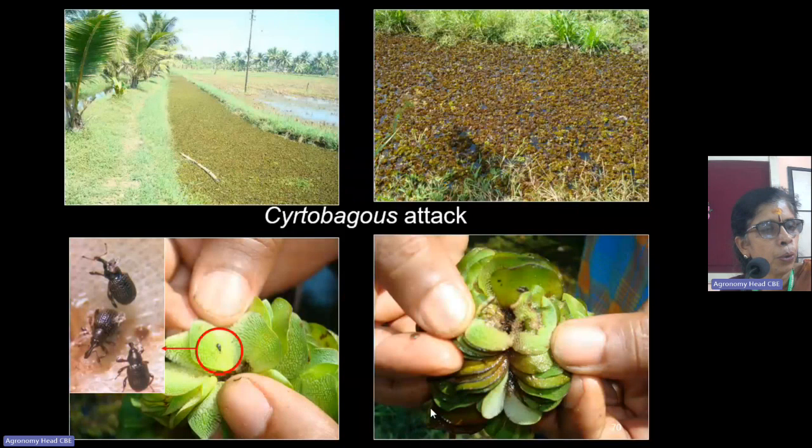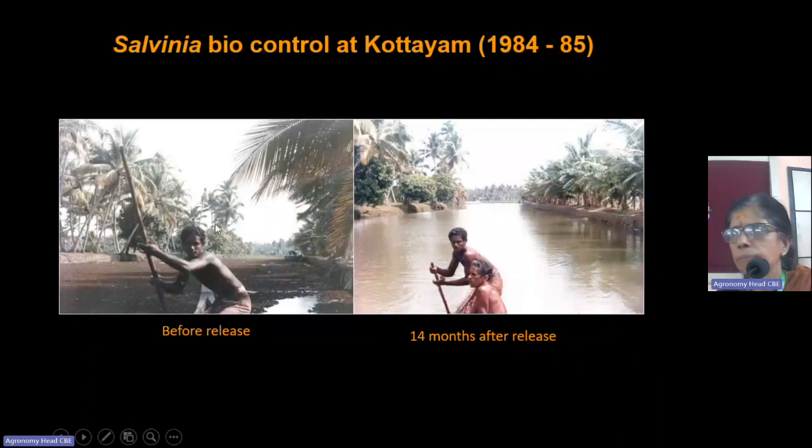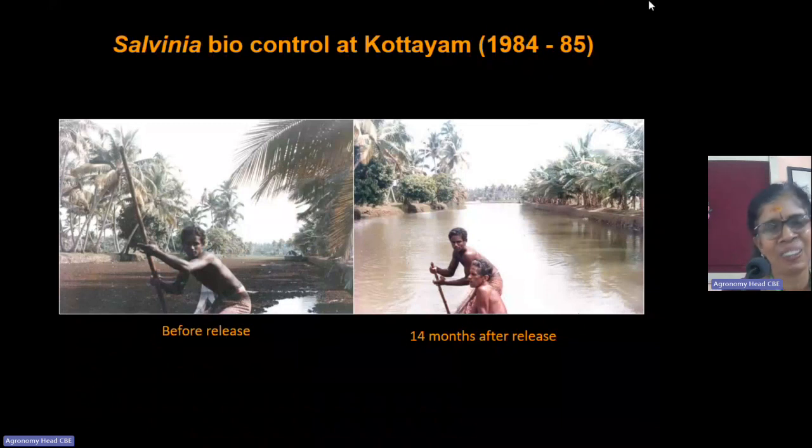One classical example or success story of KU is in Salvinia control, the classical biological control agent Cyrtobagous salviniae. However, now this weevil is perhaps not as effective. This is a photo given by my earlier PI, Dr. C.T. Abraham. This is the photograph of the water body before release and 14 months after release in 84-85. While I was studying UG, he was my teacher for weed control. Okay. So see, his father.